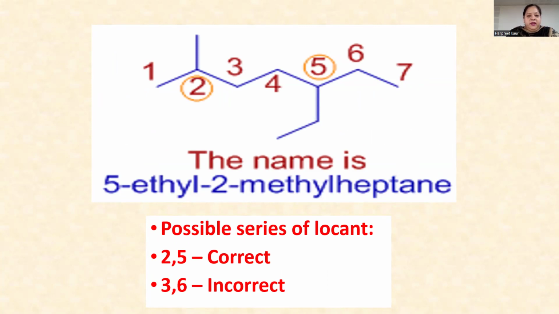In another similar example, if we number it from the left side, then the substituents are present at position numbers 2 and 5. If we number it from the right side, like 7 to 1, if we take 1 on the extreme right hand side and 7 on the extreme left side, then the positions will be 3 and 6. 2, 5 is the correct option and 3, 6 is incorrect, so that it forms 5-ethyl 2-methyl heptane.